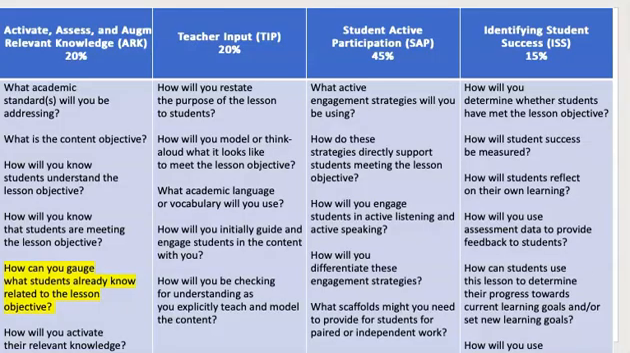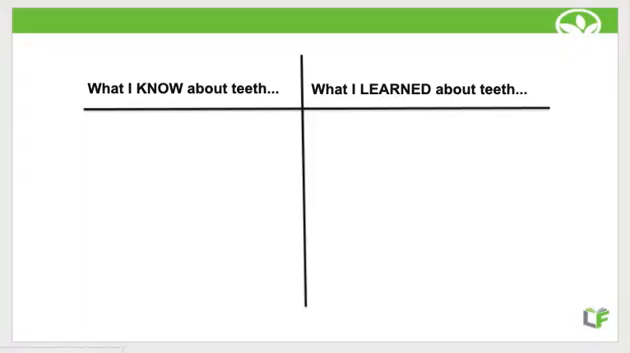Now that I have my objective, I need to think about how I can gauge what students already know related to the content objective. Maybe I could use a T-chart to activate students' relevant knowledge about what they already know about teeth before we read, and to identify what new learning they have after the reading.